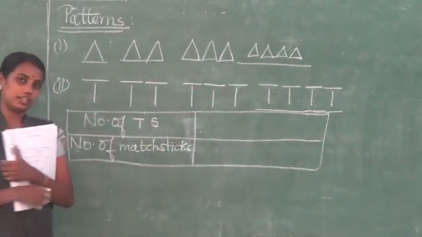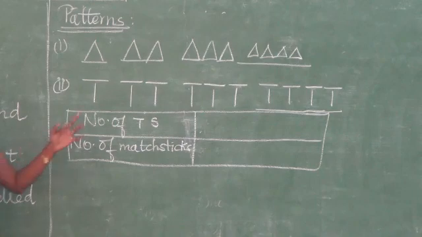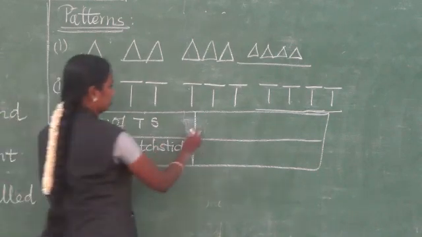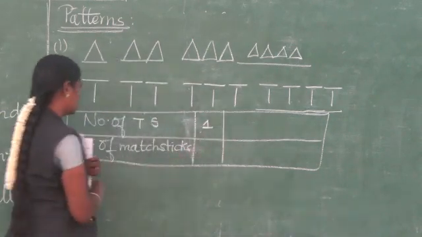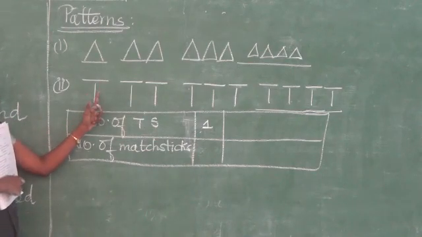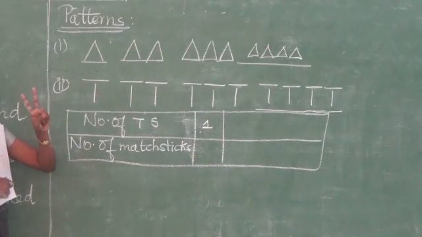Okay, first pattern, observe it. How many T's are there? Only 1 T. How many matchsticks are used? Here one, here one. So totally how many? 2.